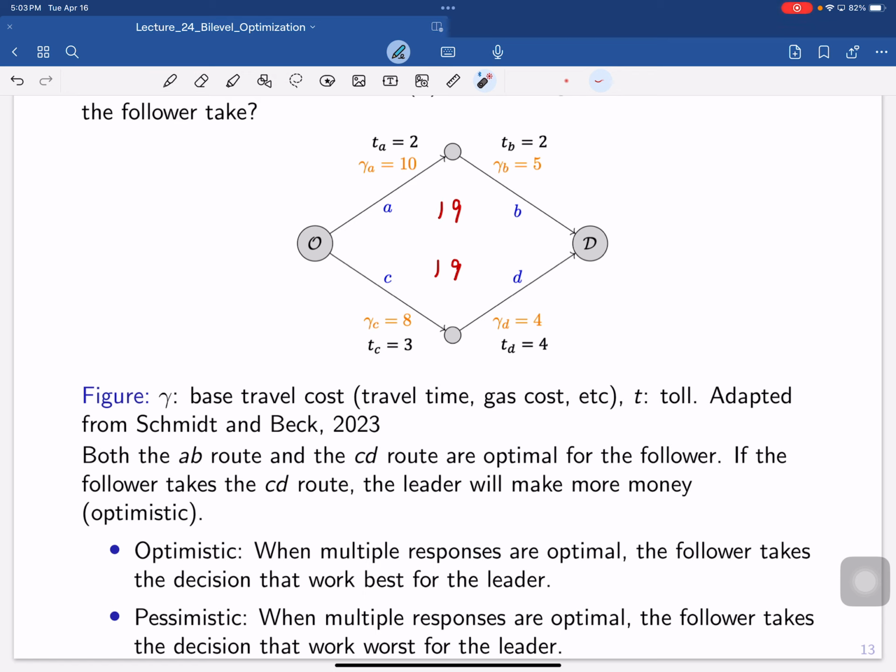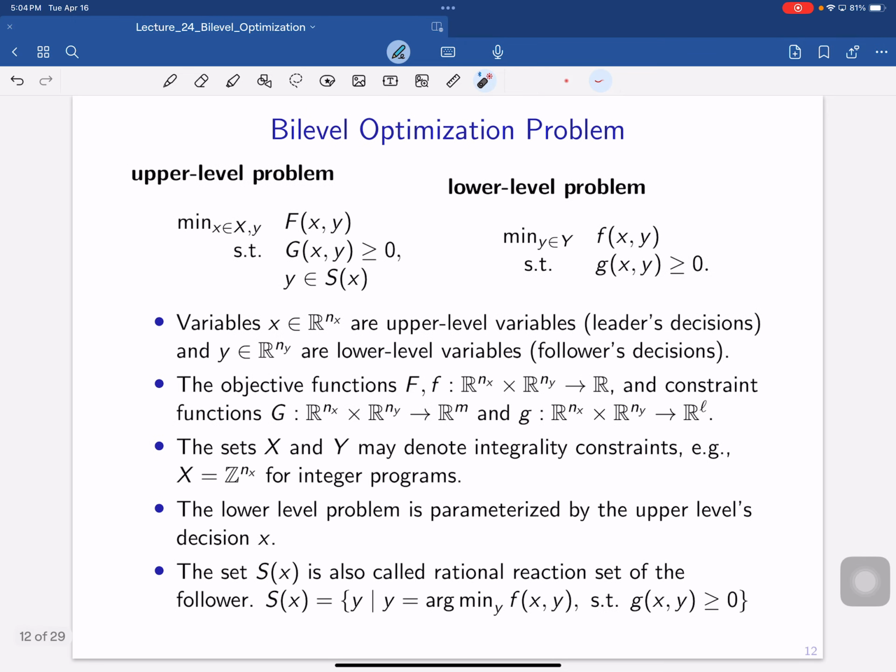So the follower usually aligns their objective with the leader if they can. Yes, how can multiple responses be optimal? How does that come about? Like in this example, you have multiple optimal solutions to the follower's problem. When the tolls are set, these two solutions give the same cost to the follower. So essentially, this is saying that this set S of X is not a singleton. For most optimization problems, when you solve them, there is a unique solution. But sometimes the solution is non-unique.